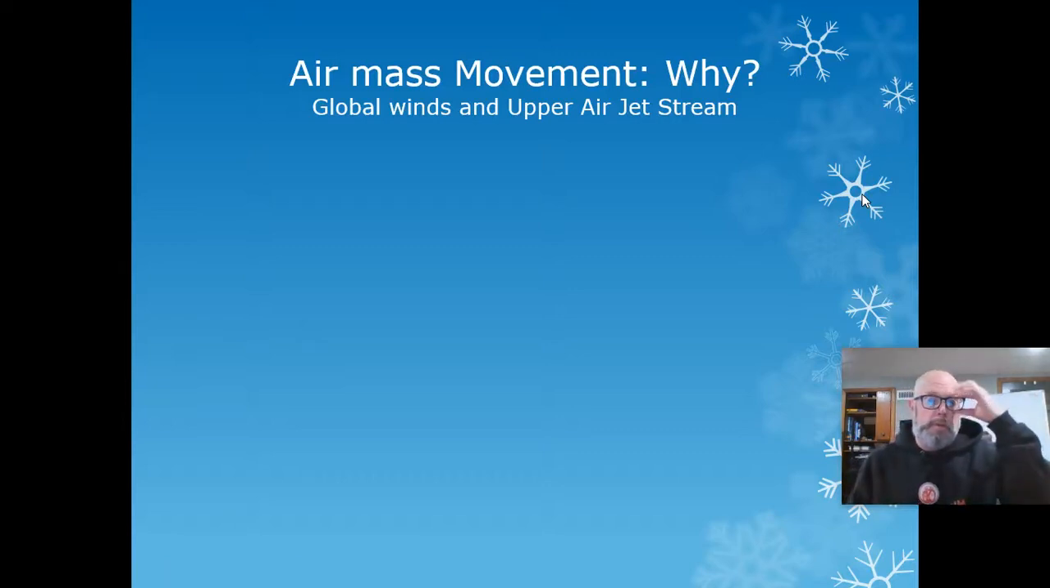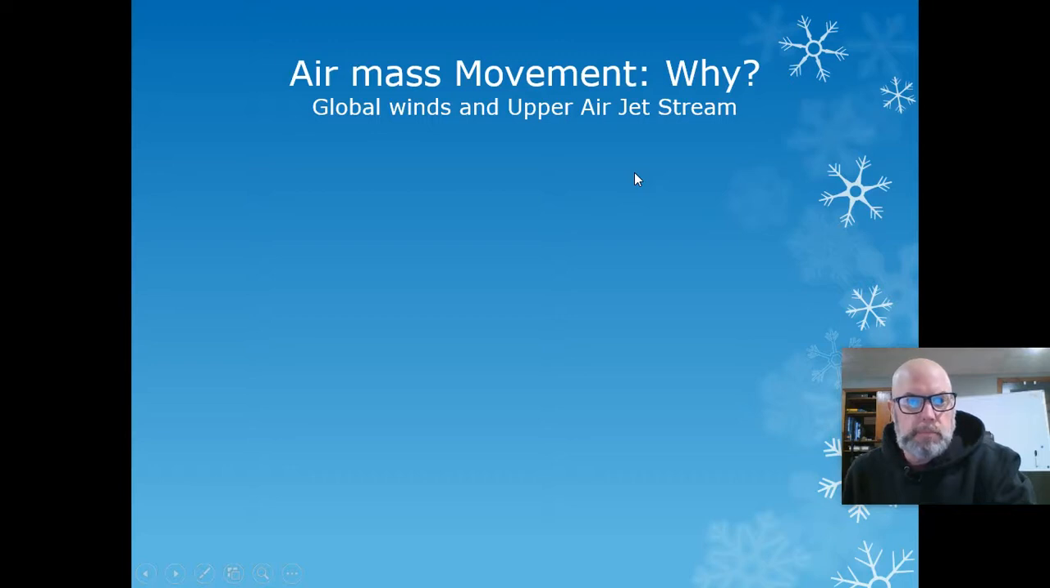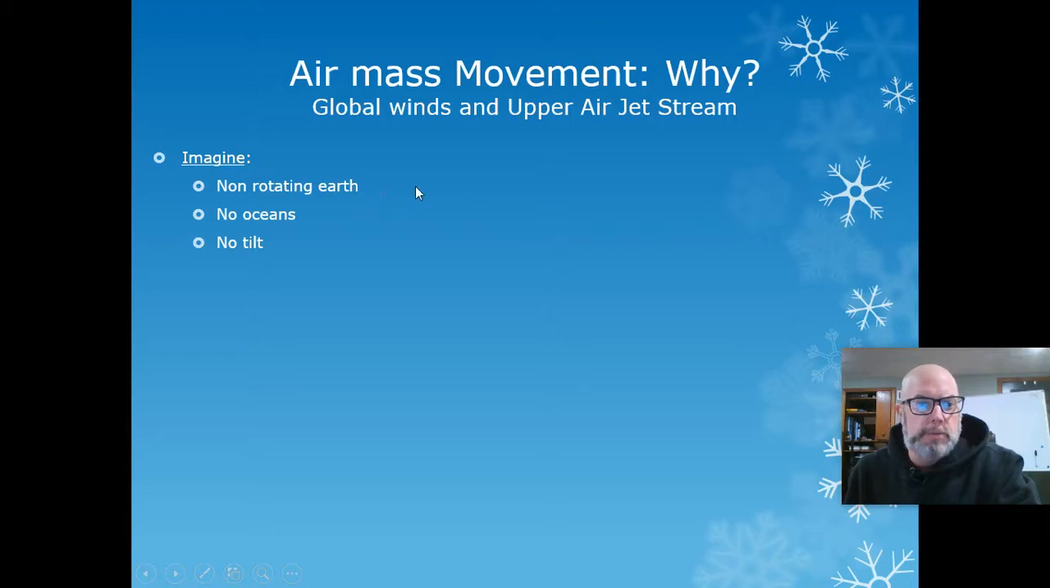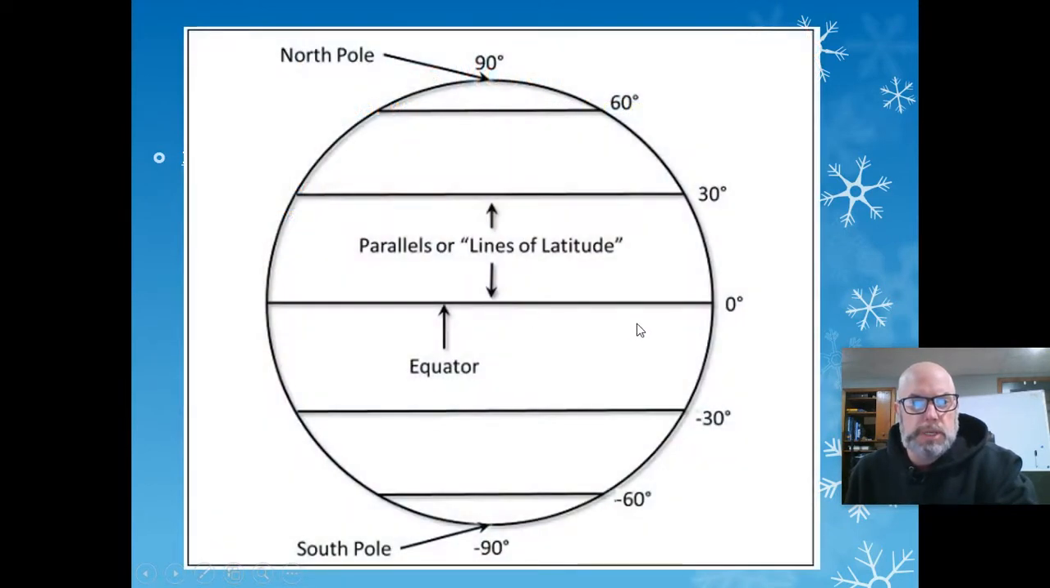So, why do these air masses move? Two main reasons here we'll mention just kind of briefly. Global winds and the upper air jet stream. So first, we want to talk about the global winds on the planet. So for a second here, pretend that the Earth doesn't rotate. There's no oceans. I'm sorry, that shouldn't say no oceans. That should say all oceans, in fact. Okay, so let's pretend the Earth doesn't rotate. It's an all ocean planet and it's not tilted, so it's straight up and down. So it kind of looks like that.